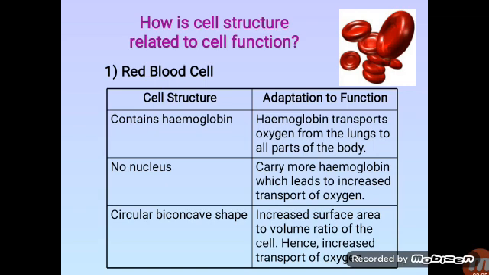And not only oxygen, but blood also transports different types of nutrients and hormones in our body, which we will discover later. And it has a circular biconcave shape, and due to this shape, it increases the surface area to volume ratio of the cell and increases transport of oxygen. And due to this circular biconcave shape, it easily passes through arteries without any difficulty.